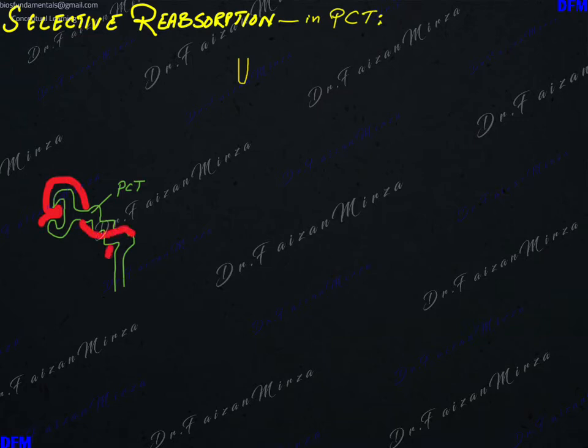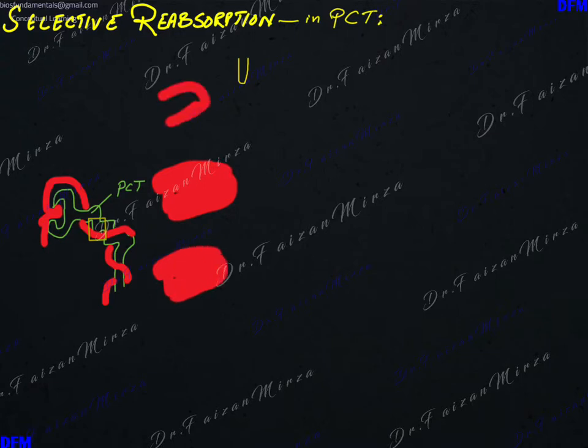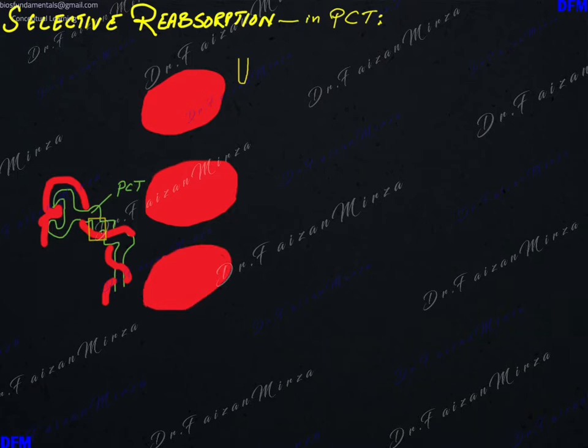Selective reabsorption occurs mainly all along the nephron, but primarily we are discussing the proximal convoluted tubule. The proximal convoluted tubule accounts for about 67% of selective reabsorption, which makes it the most important region allowing reabsorption to occur. It is called proximal convoluted tubule because it is near the origin of the nephron and it is convoluted, which means it's coiled.